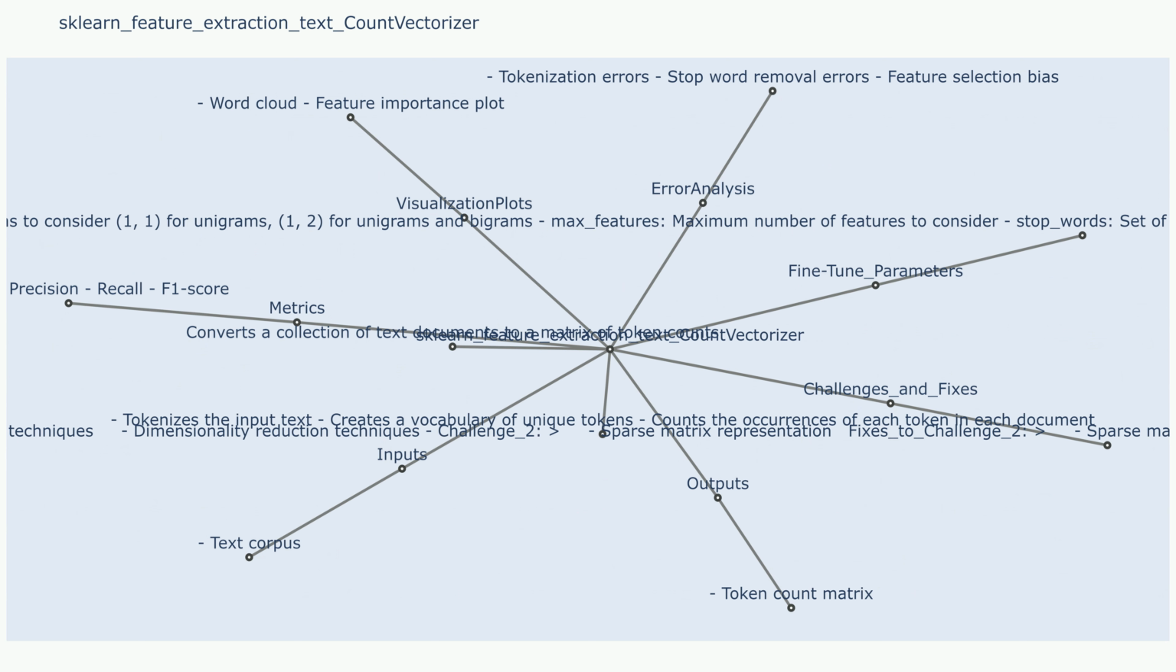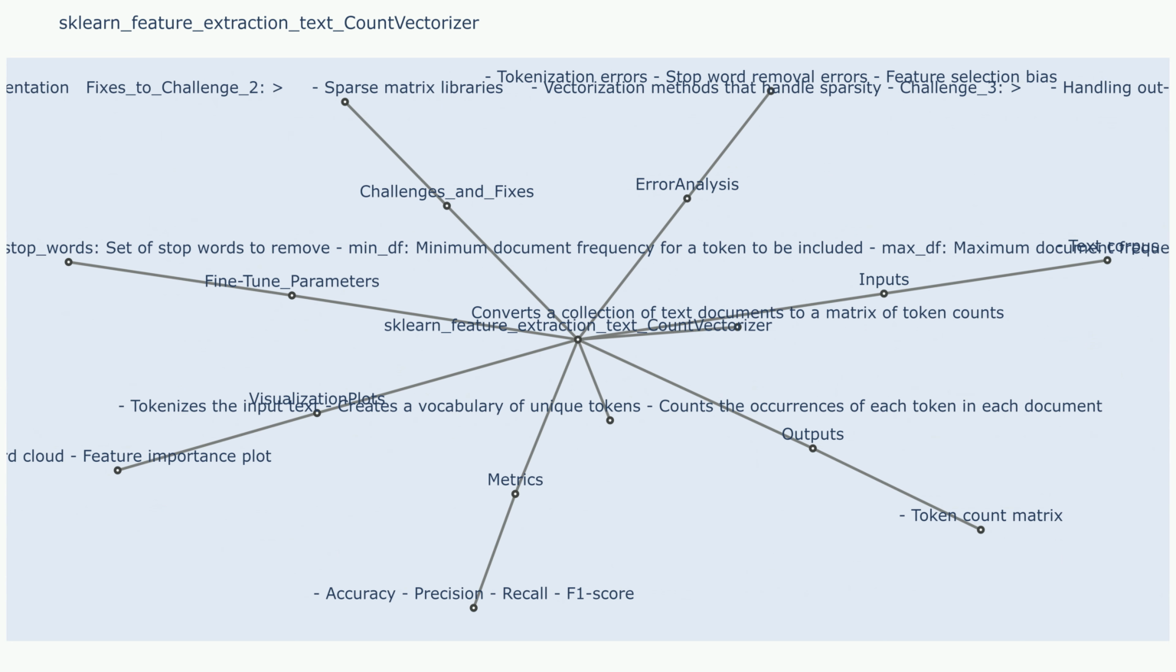Fine-tune parameters. Parameter 1. Vocabulary. A predefined vocabulary of words to use for vectorization. This can be useful for ensuring consistency across different datasets. Parameter 2. Stop words. A list of words to be ignored during vectorization. Commonly used stop words include articles, prepositions, and conjunctions.